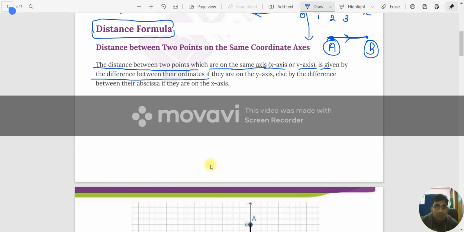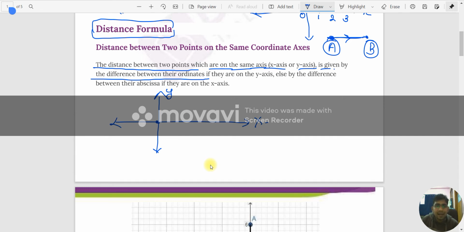I am going to show you. Suppose this is the x-axis, the horizontal line, and this is the y-axis, the vertical line. I am repeating again and again, horizontal line, vertical line, because you have to remember horizontal line means x-axis, vertical line means y-axis.